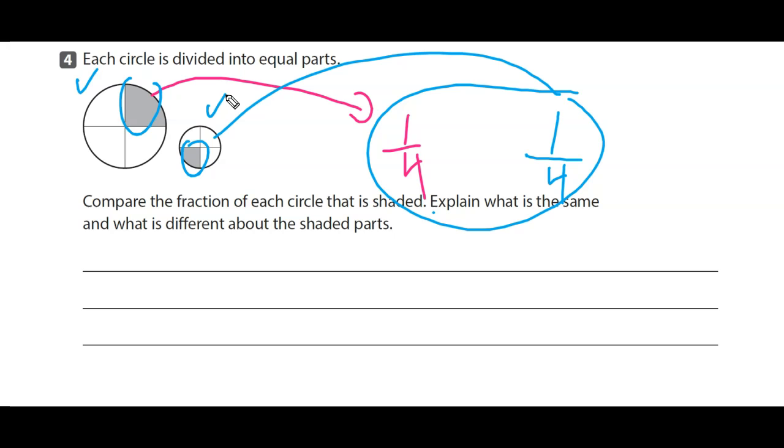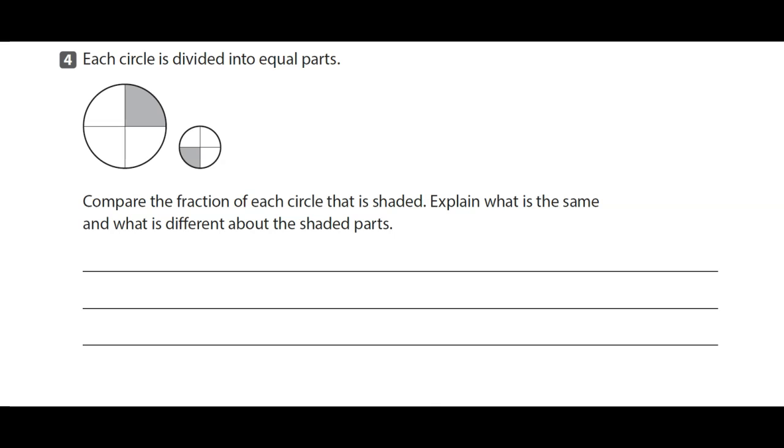So it says explain what is the same and what is different about the shaded part. What's the same? They're both 1/4. And what's different about them? Just the size. One of the 1/4 is larger than the other. That's the difference. So for that, we're writing 2 sentences, right?